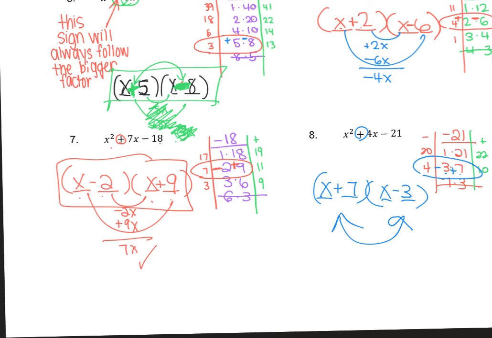Okay, so just checking. x times x gets me x squared. 7 times negative 3 gets me negative 21. Checking my inners and my outers. I have positive 7x, negative 3x. I get positive 4x, and I'm done.